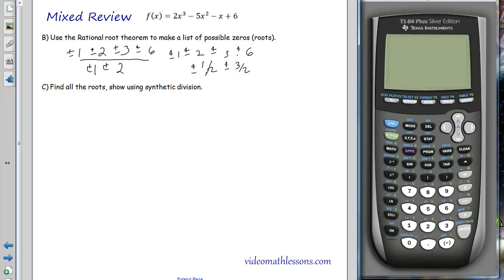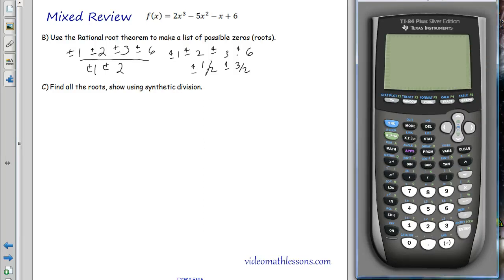Now, I can do random guessing of the roots, but what I'm going to do instead is punch in the equation, see what roots are there, and I'll do synthetic division on the ones I know work. Technically, you should be able to do this without a calculator, but it's going to take a while because you're going to hit wrong numbers.